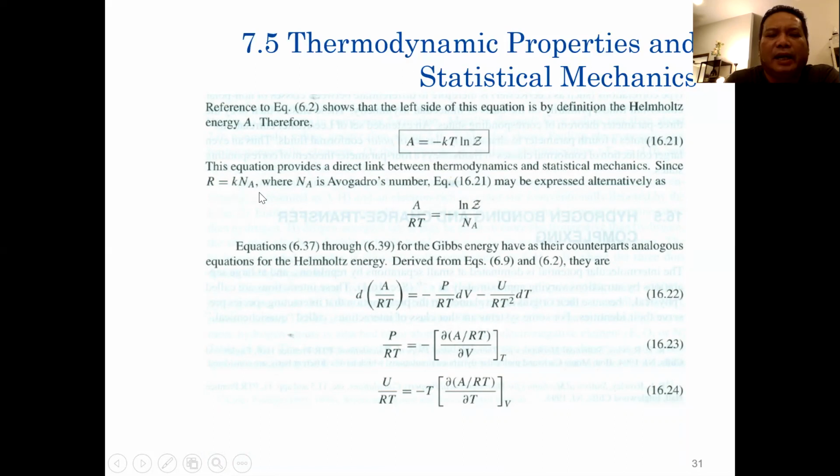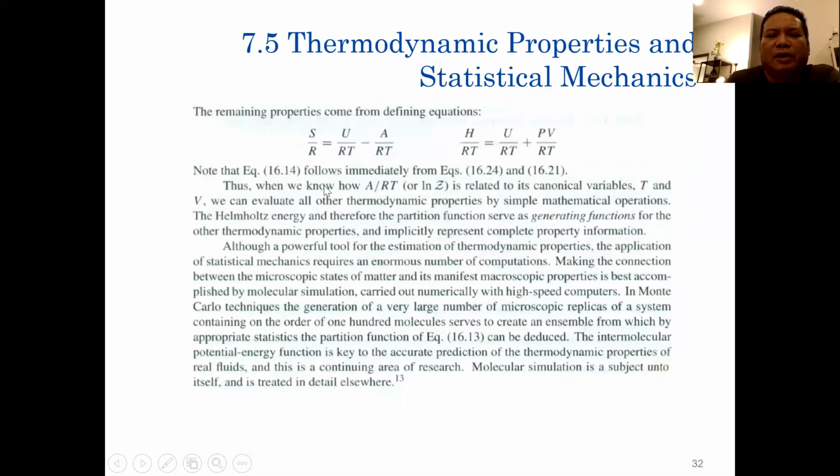Since R is k times the Avogadro number, we can return it into this form here. Equations 6.27 through 6.39 for Gibbs energy have counterparts analogous to the Helmholtz energy. So we can rewrite this into this form here. Then we find that the remaining properties become these defining equations: S over R, U over RT minus A over RT, and H over RT equals U over RT plus PV over RT. So these are all from the Helmholtz energy.